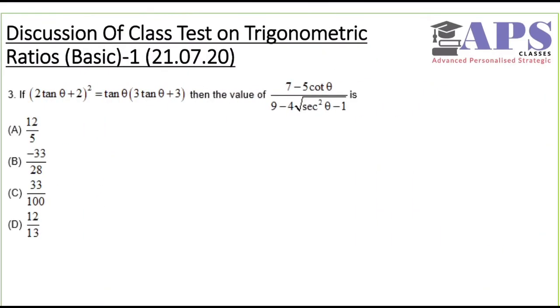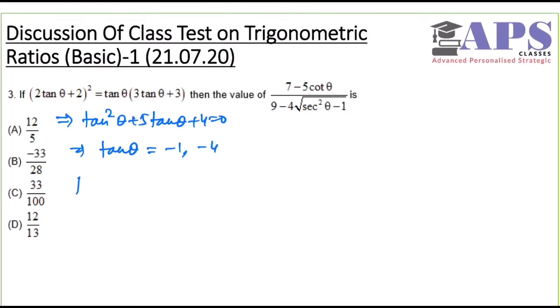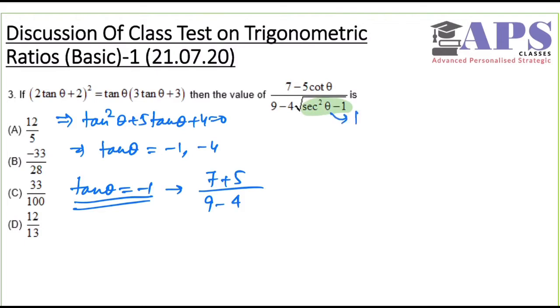In question number 3, if I simplify this expression, we will get a quadratic equation in tan theta, which is tan square theta plus 5 tan theta plus 4 equal to 0. So that gives tan theta equal to either minus 1 or minus 4. So we are getting two values. If I put tan theta equal to minus 1, then our expression becomes 7 plus 5 divided by 9 minus 4, because sec square theta minus 1 is nothing but tan square theta, right? So if I put minus 1, it will be just minus 4, so it is 12 by 5. That is given in option A.